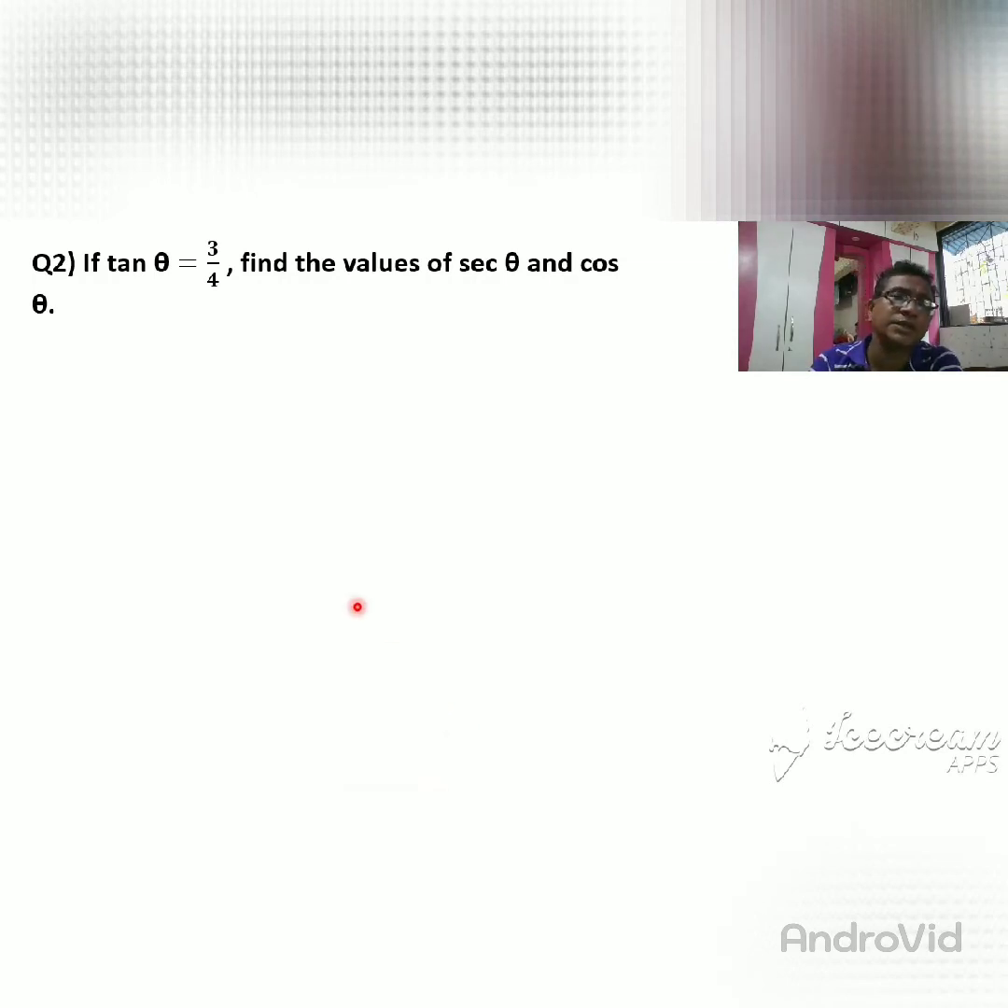So just go and see here. If tan theta is equal to 3 upon 4, find the value of sec theta and cos theta. Tan theta is equal to what? Tan theta is equal to opposite divided by adjacent. Okay, so see here, the solution is given here.